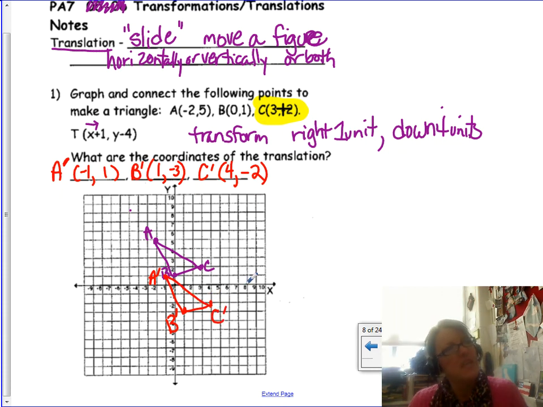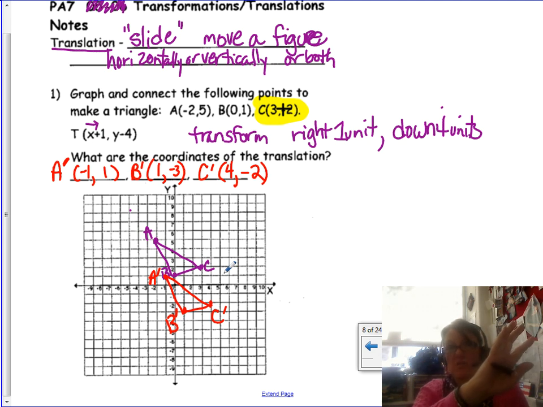There we go. Now, when you take a look at how the image looks on the graph, you'll notice that my triangle didn't spin at all. That's called a rotation. It didn't flip at all. That's a reflection. It just was picked up and slid or moved into a new spot on the coordinate system. We shifted 1 unit to the right and down 4, and there it landed. That's why we call this a translation.